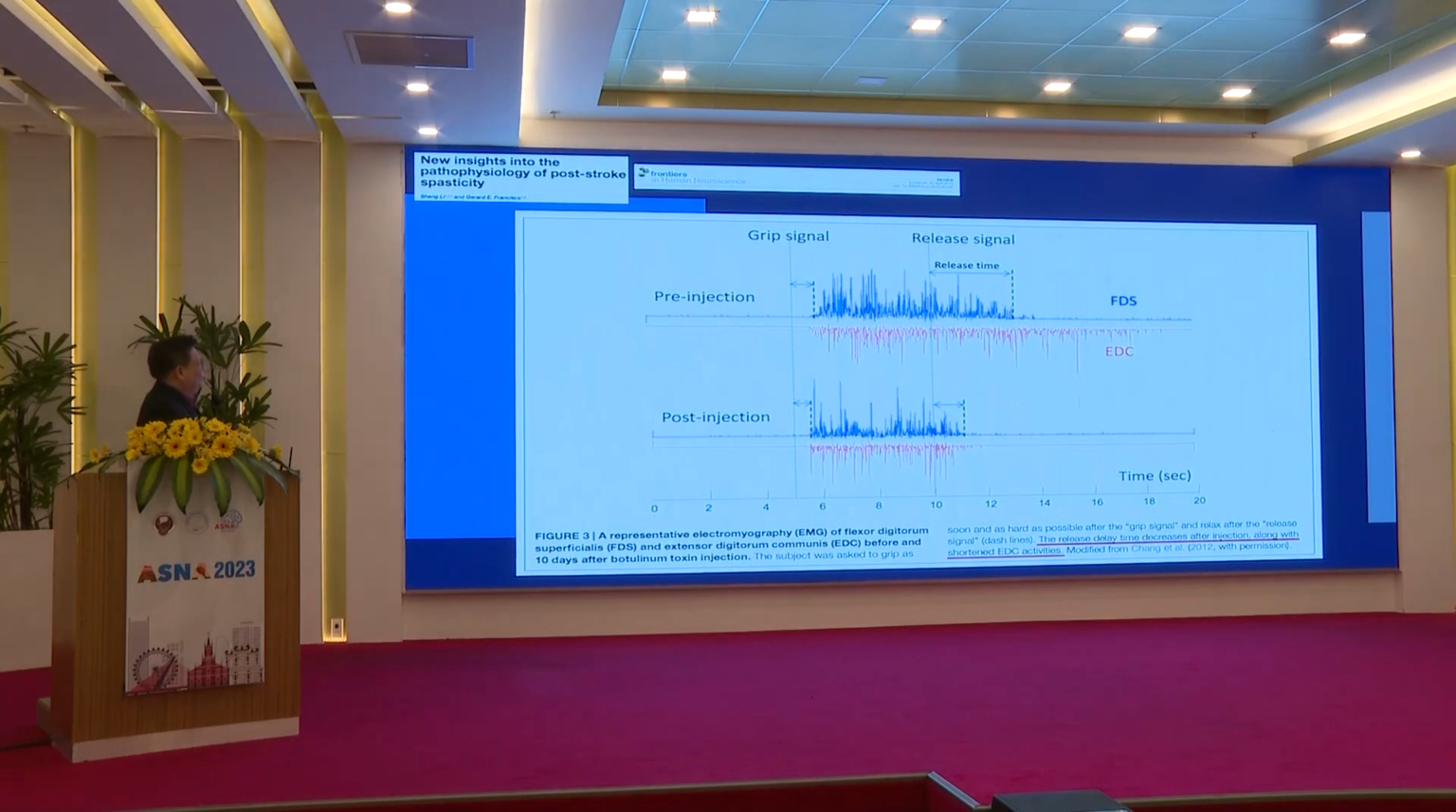Okay, so let's have a proof for that. If you look at the pre-injection here in terms of the timing from the flexor digitorum superficialis versus the extensor digitorum communis in terms of the time, for example, in seconds, from the grip and release. And you can see that that's drastically shortened, both in the flexor, but also in the extensors. So these are impacted upon by botulinum toxin. And this is an electrophysiologic proof that botulinum toxin does impact on the co-contraction of the flexors and the extensors.